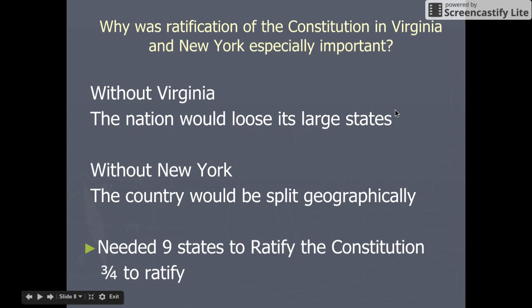And like I said, why was ratification of the Constitution in Virginia and New York so important? Without Virginia, the nation would lose its large states. And without New York, the country could be split geographically or in half, like a north and south. They needed 9 states to ratify the Constitution, 3/4 to ratify, as it says in the Constitution.